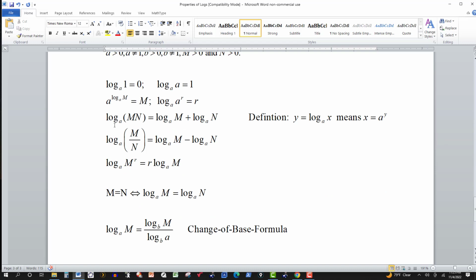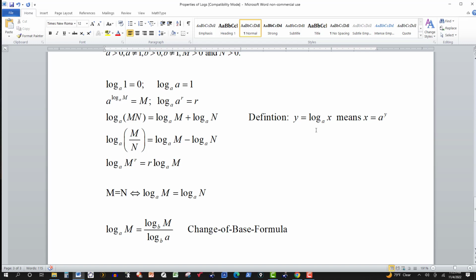And the ones we'll be focusing on, again, if you have the log of a product, you can write it as a sum of logs. And vice versa, you can go the other way. If you have the log of a fraction, it's the log of the numerator minus the log of the denominator. And then you have this one when you have a log of some number to a power. You can take that power and make it a coefficient. So the exponent becomes a coefficient.